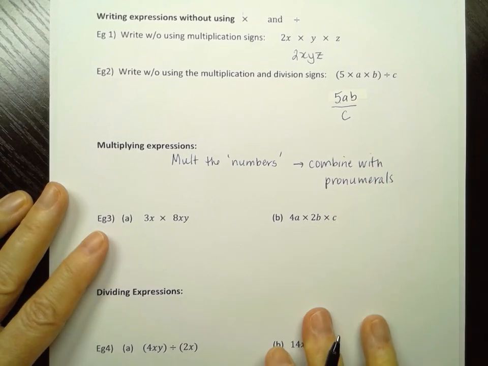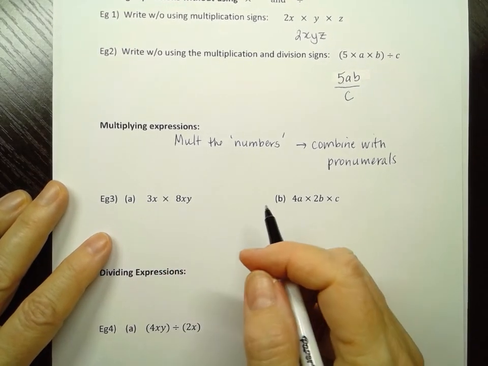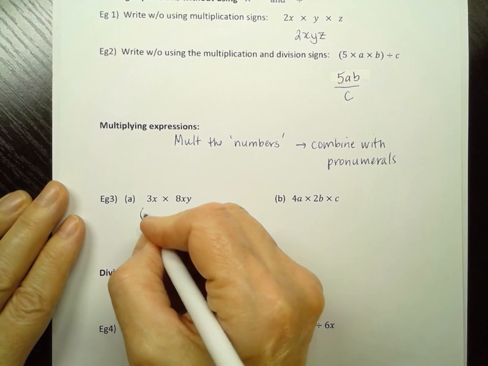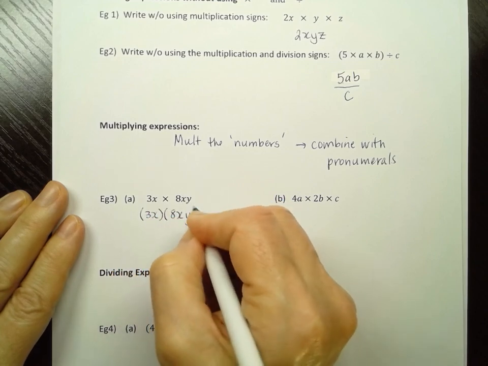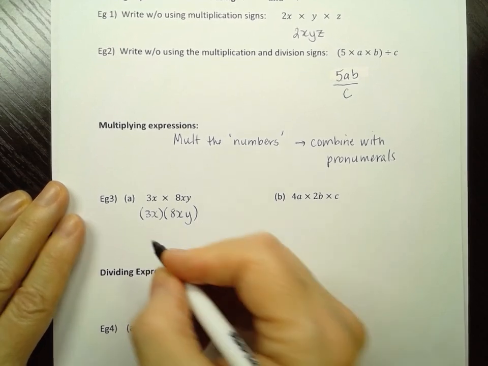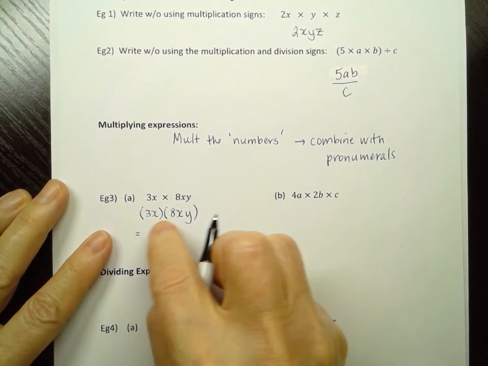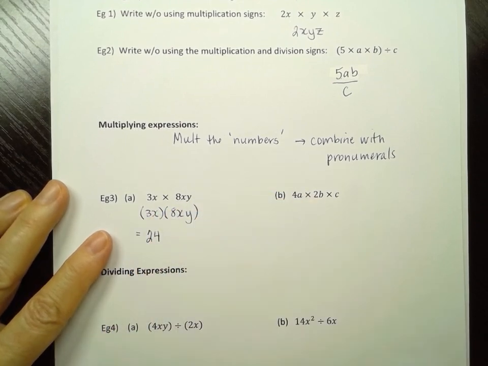Okay, so let me look at this. It says 3x times 8xy. I could see that in my book as (3x)(8xy). I could write it like that with just two brackets, and that would mean multiplication. So if I'm going to do that, I multiply the numbers together. So 3 times 8 is 24, and then I kind of combine the letters.